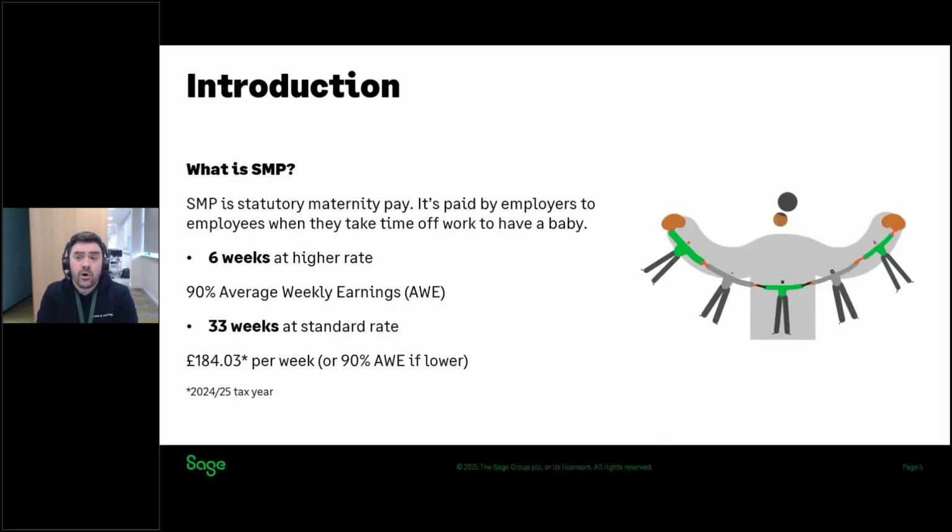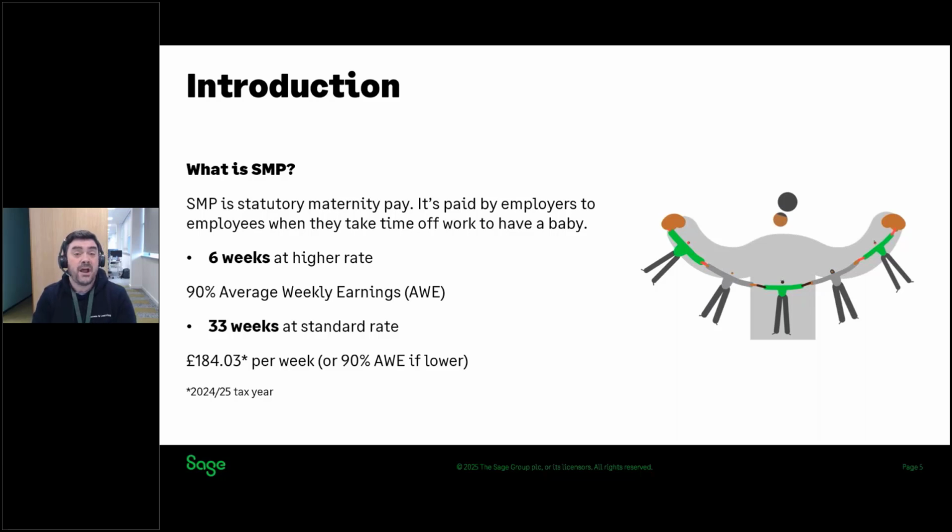So first of all, what is SMP? Well, it stands for Statutory Maternity Pay, and it's a payment made by employers to their employees when they take time off work to have a baby. If the employee qualifies for the payment, they would get 6 weeks of SMP at the higher rate, which is 90% of the employee's average weekly earnings, or AWE.